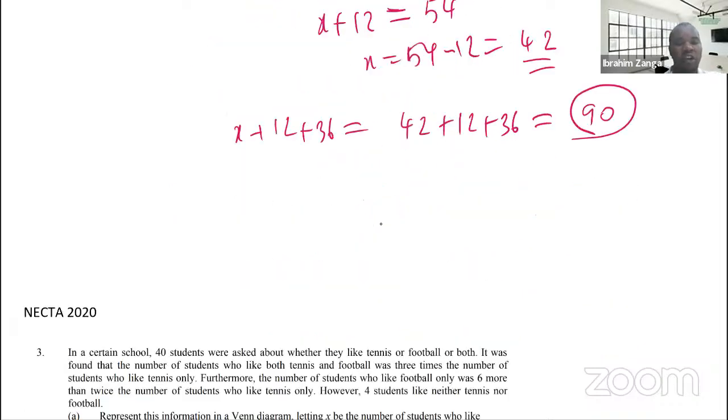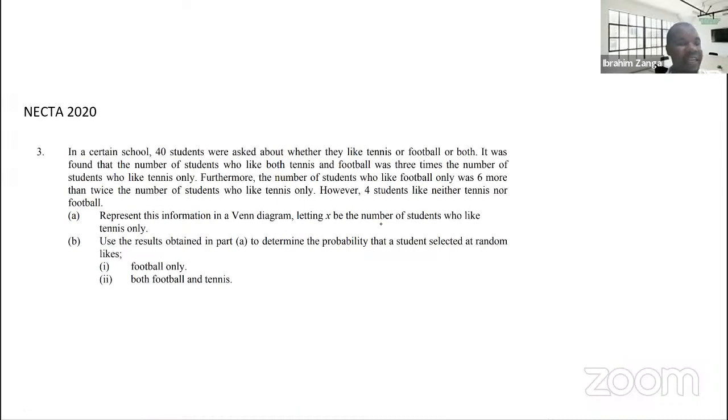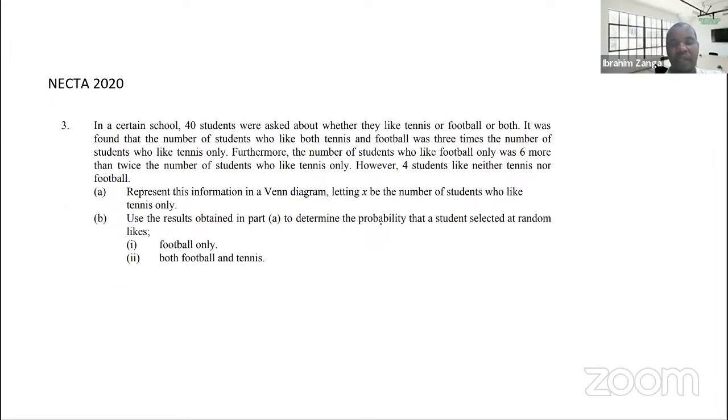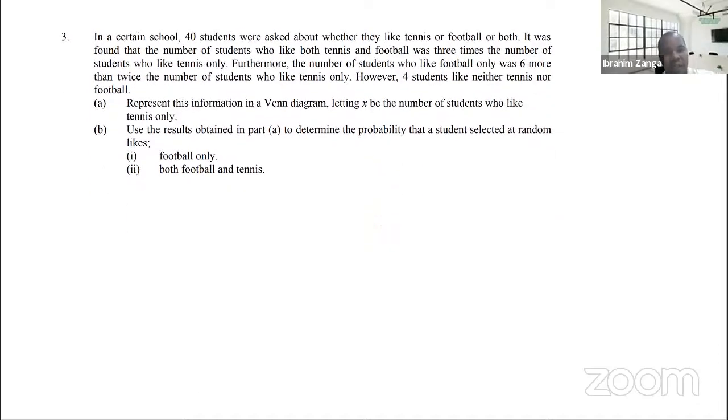So we go now to question number 3 in another exam, NECTA 2020. As you have seen, the question in 2019, question number 3 is a set question with the probability part. But coming to question number 3 in NECTA 2020, you can see that it is purely a set question. Okay, so here we go.